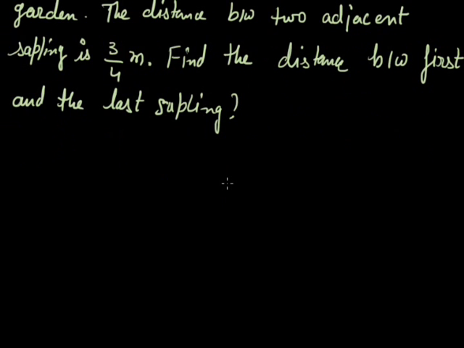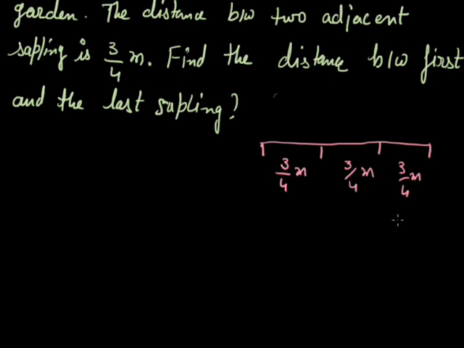Now in this, Salil plants 4 saplings and each at a distance of 3 by 4 meter. So we can understand like this, that he is having 4 saplings being planted, 1, 2, 3 and 4, and each is at a distance of 3 by 4 meter. So here you can see that the total distance between the first sapling and the last sapling is 3 times, that is 1, 2 and 3 times of 3 by 4.